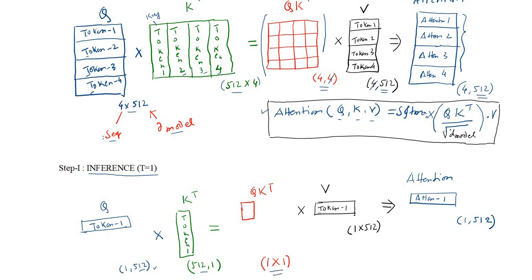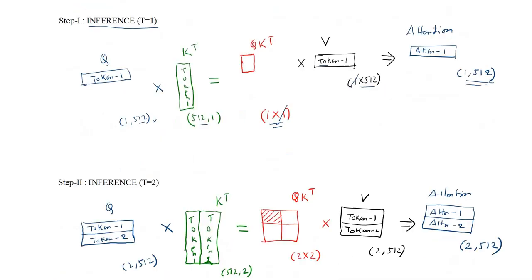Now we again multiply with V. This is a 1 cross 1 matrix, so we just multiply with token 1. What is the dimension it will come to? The 1 and 1 cancel as the inner matrix, so the final attention is 1 cross 512, a vector I can say. Okay.